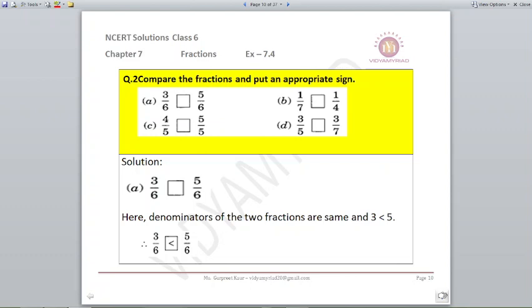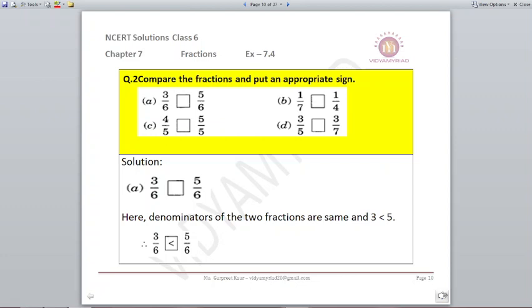Question number 2. Compare the fractions and put an appropriate sign. Now the rule over here is, when you are comparing and you have to put greater than less than sign, or you have to find out which one is bigger and which one is smaller, just see the denominator. If your denominator is same, then by looking at the numerator, the smaller and the bigger, we will put the respective sign. Whereas if your denominators are different, they are not same, in that case we will cross multiply to find out the smaller and the bigger number.